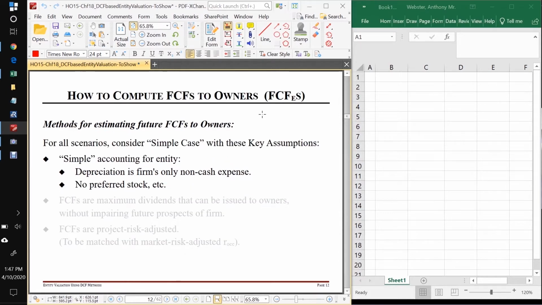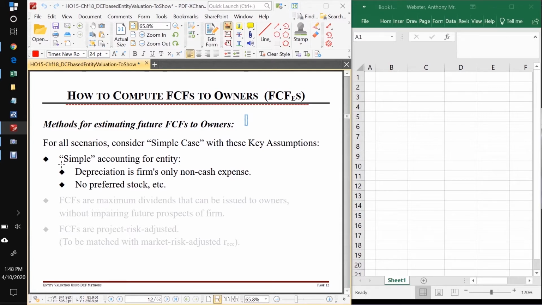All right, so let's start with owners. Let's start with how to compute our free cash flows to owners. So these will be our FCFEs. So here's some methods for doing this. For all scenarios, let's consider a simple case to start off with these assumptions.